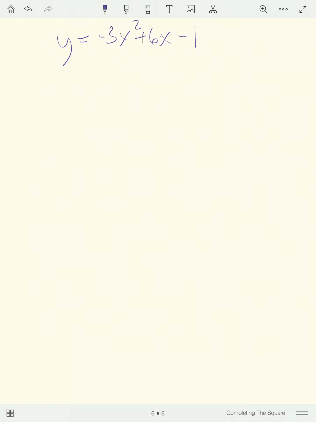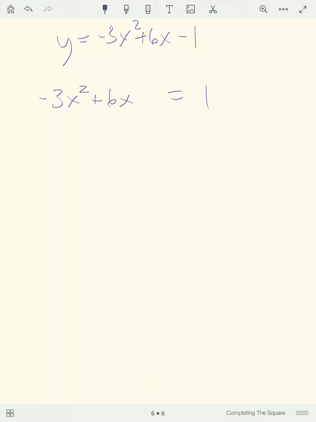Hopefully by now you recognize that the first 2 steps are to change y to 0, to move that 1 over, so let's rewrite it at that point already. We've got negative 3x squared plus 6x. We've got our space, and we are going to set that equal to a positive 1, which we've added to both sides.